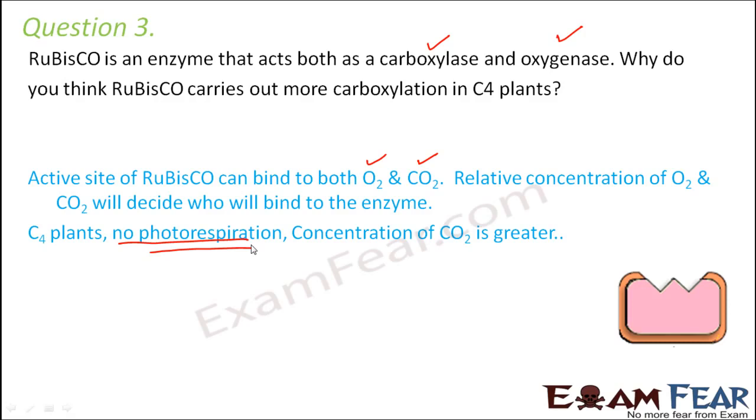So if photorespiration is not happening, that means you are able to save some carbon dioxide, right? Because you are not giving out carbon dioxide. So the concentration of carbon dioxide is actually increasing because photorespiration doesn't happen. Since the relative concentration of carbon dioxide is more than oxygen, Rubisco finds more carbon dioxide around and it binds to carbon dioxide and acts as carboxylase in C4 plants.